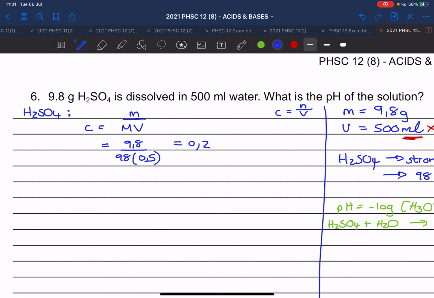Good. Then I'm going to write the ionization reaction to get the ratio. How many of this will give me how many of the hydronium ions? Okay, so the ionization reaction, sulfuric acid reacts with water to give me the hydronium ion.